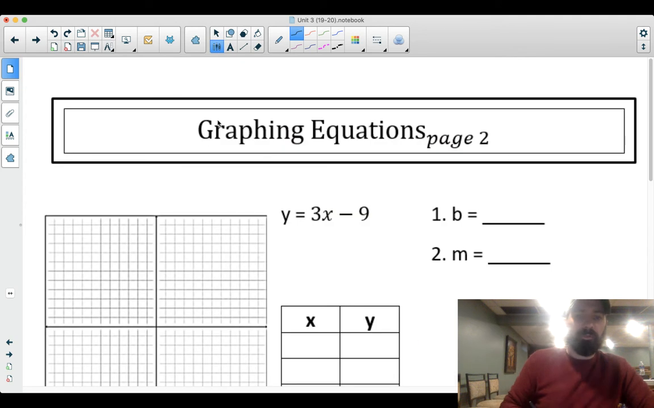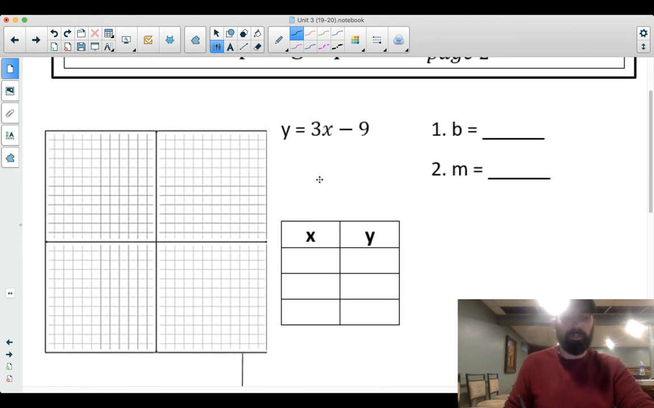All right, Unit 3, Lesson 2, Part 2. We are looking at graphing equations, making tables from those graphs or equations.